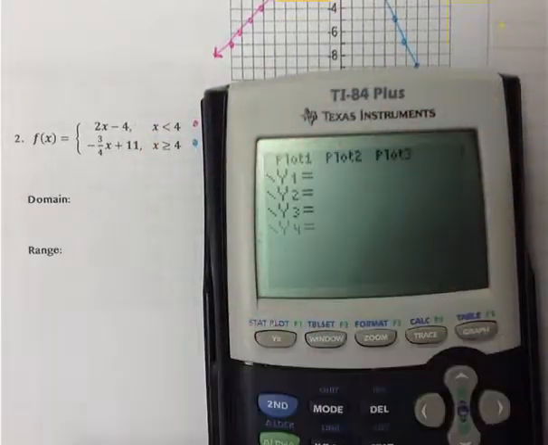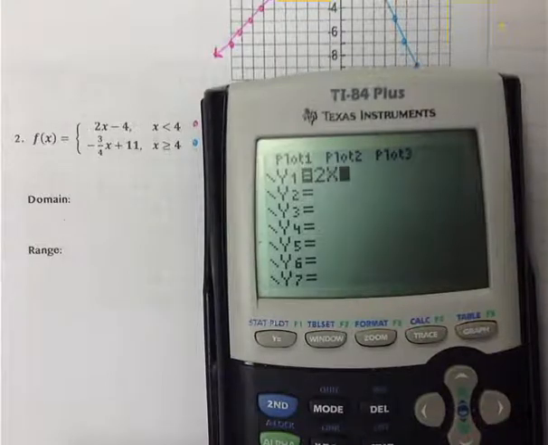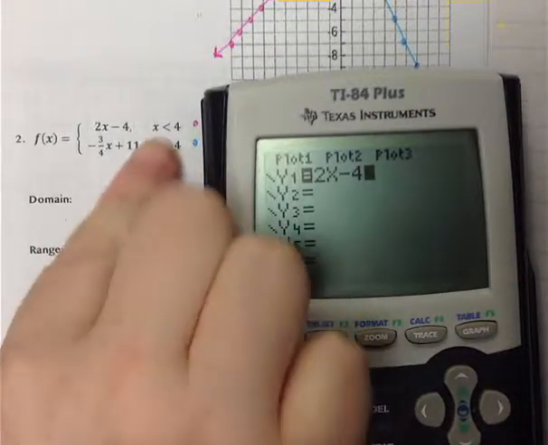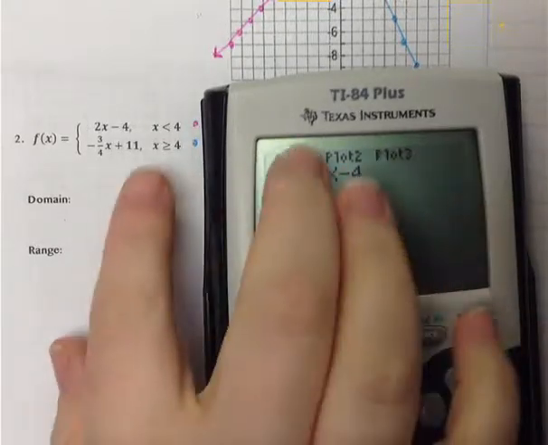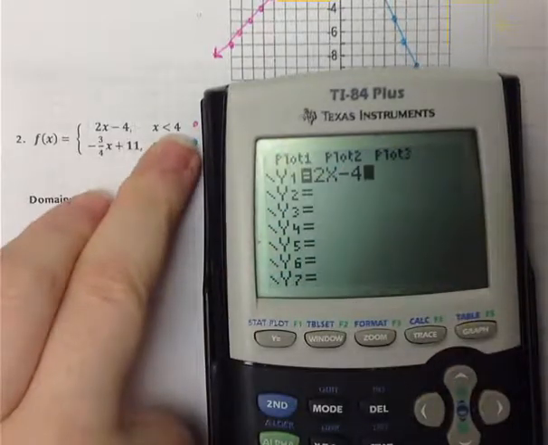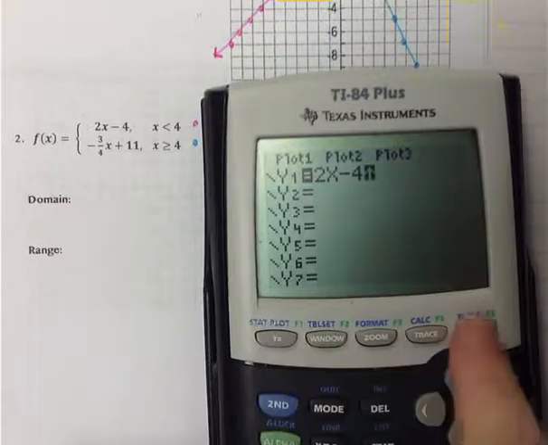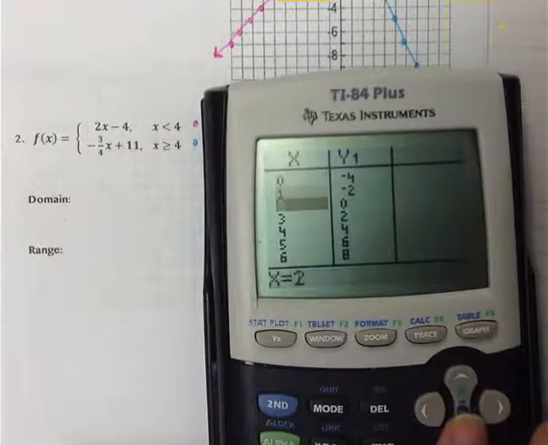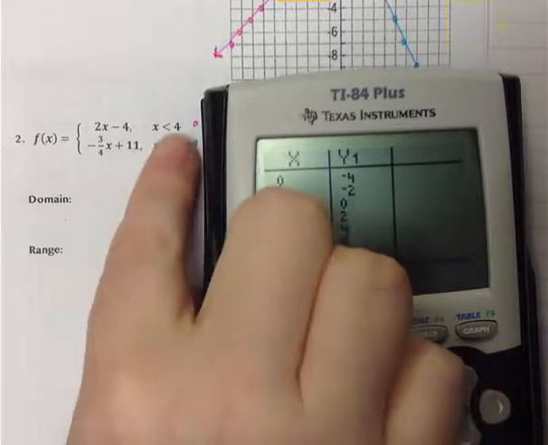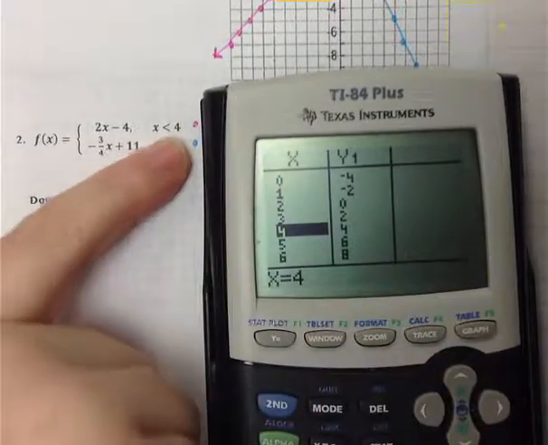I just want to go to my y equals. I'm going to type in 2x minus 4. Now, I don't want to graph it. I don't want to see the graph. I just want to get coordinates. I'm going to go to my table, but I have to go to that x value of 4. So that's my first stop, x value of 4. Then I want all the x values that are smaller than 4.